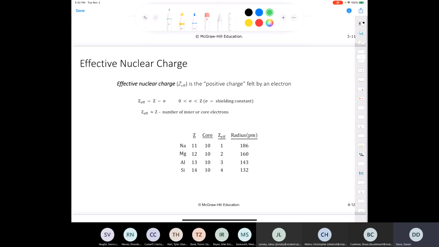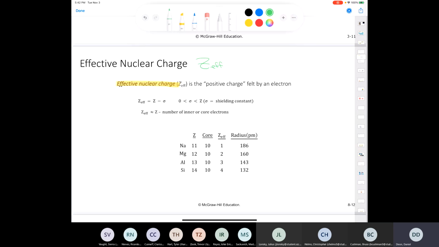They do feel the positive charge of the protons, but what we're going to see is that not every electron feels the full effect of all of the protons in the nucleus. And so the nuclear charge that an electron feels, we call that the effective nuclear charge. Here's the definition laid out more clearly. Effective nuclear charge, which we abbreviate as ZEFF, is the positive charge felt by an electron.